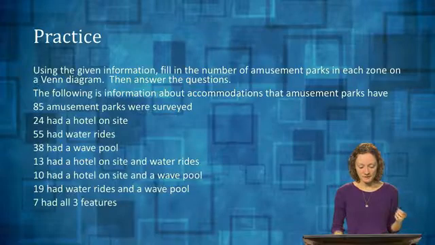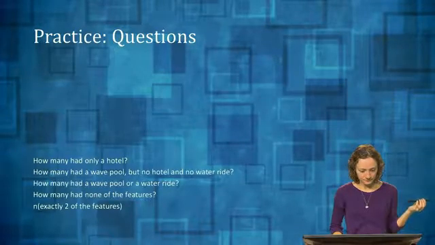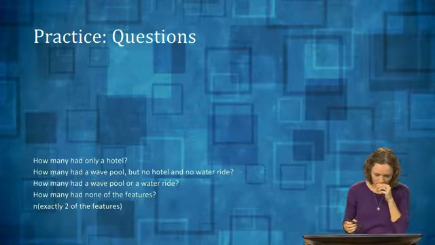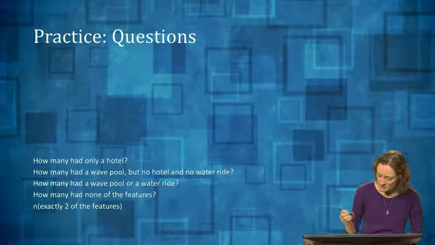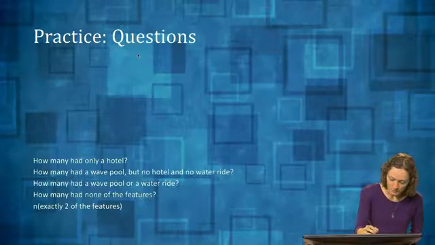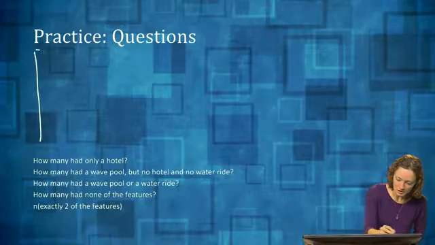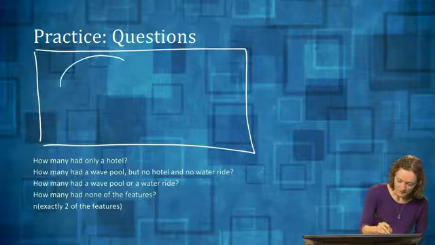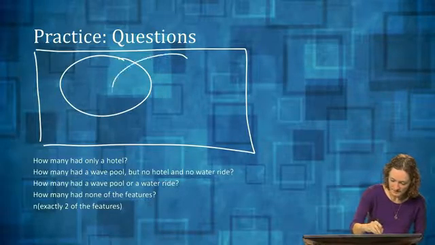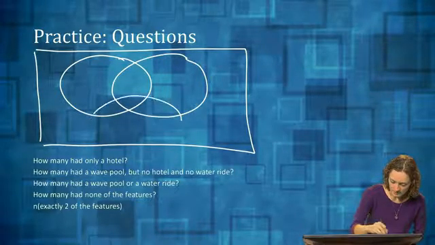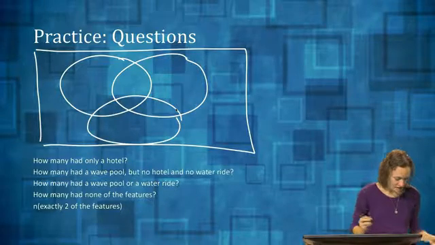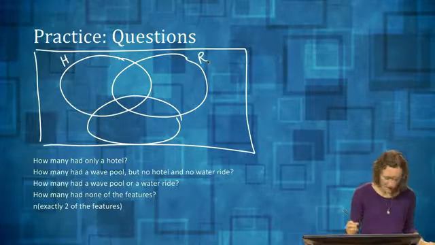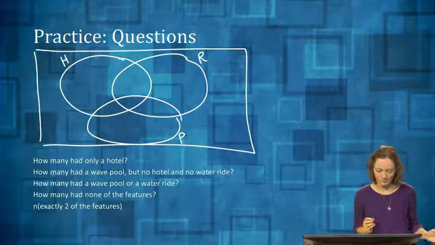All right, so let's see if we're on the same page. I think I'm going to draw the picture on this page. There's a little bit more room, and then we can read the data from here. So we want a pretty large picture, and within that we have 3 sets. The 3 sets being hotel. Let's go with R for water ride and P for wave pool.